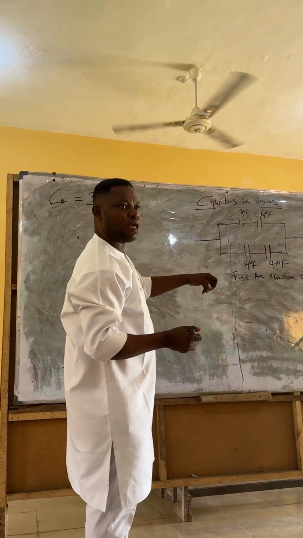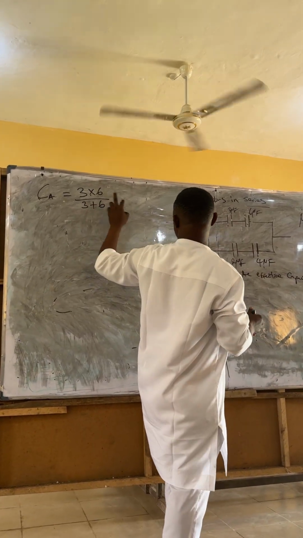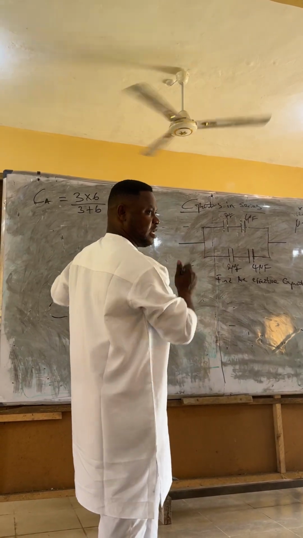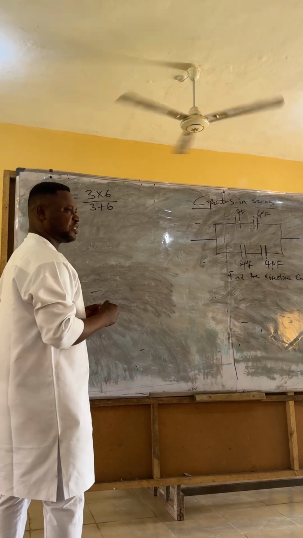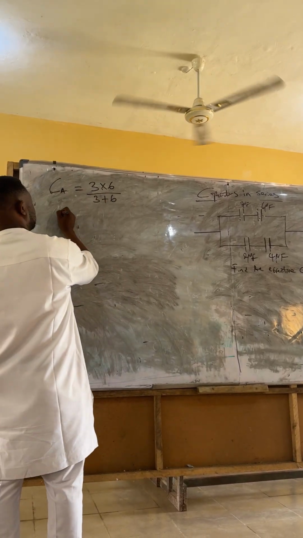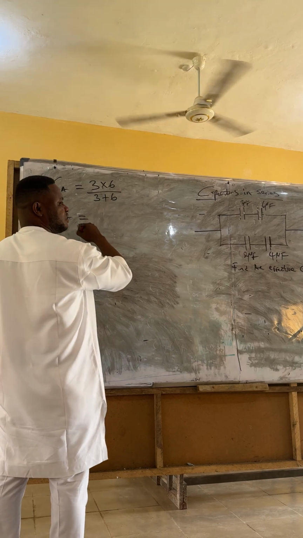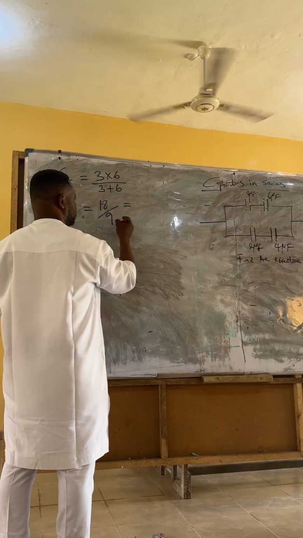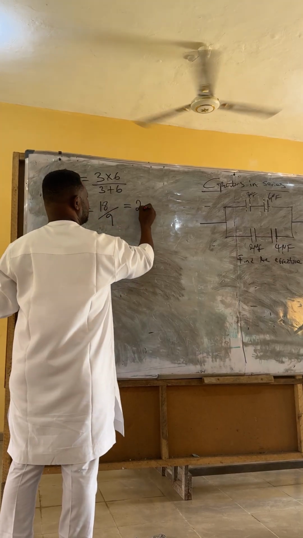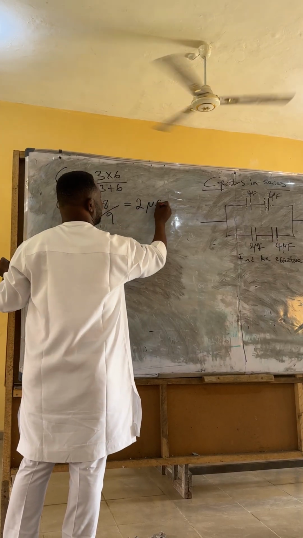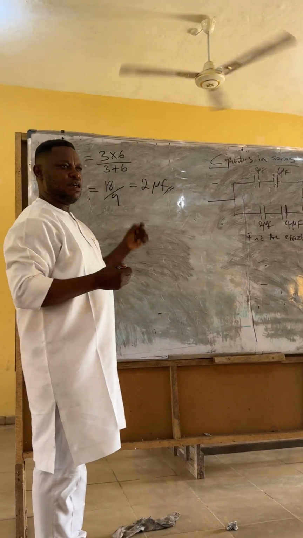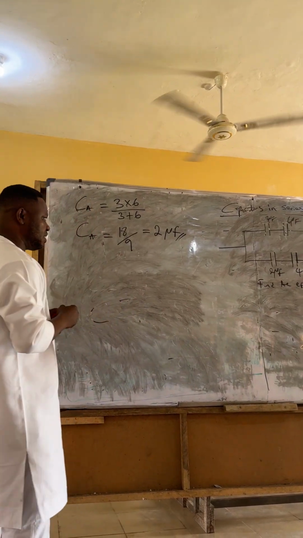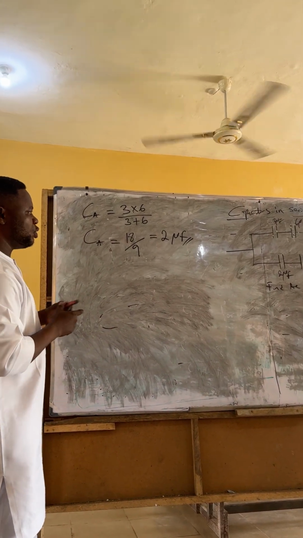At this point, all of them are in microfarad. At the end, your answer will still be in microfarad. Don't include it in the calculation for now. So our CA will now be, what is 3 times 6? 18. What is 3 plus 6? 9. So what is 18 over 9? The answer is 2 microfarad. The micro is not really minus, it's the smaller way of representing farad. So that's 2 microfarad. You have found your CA.